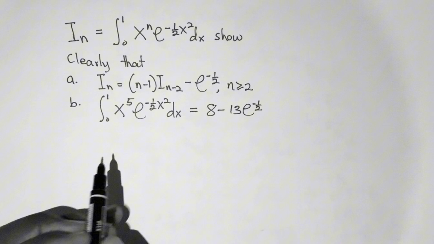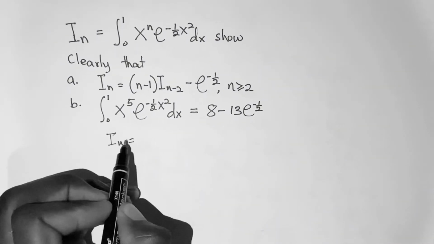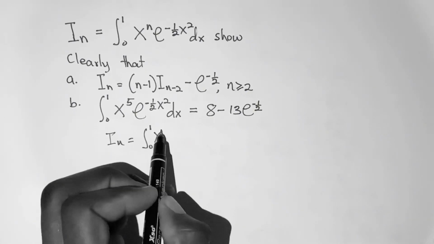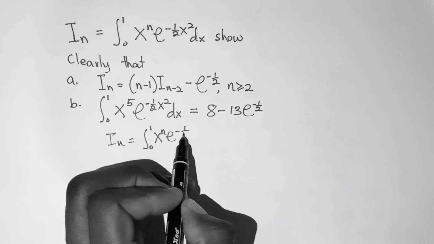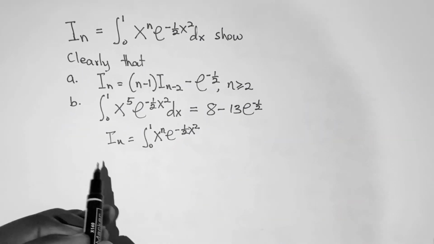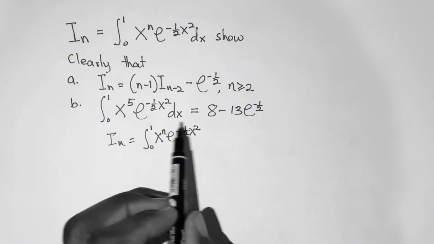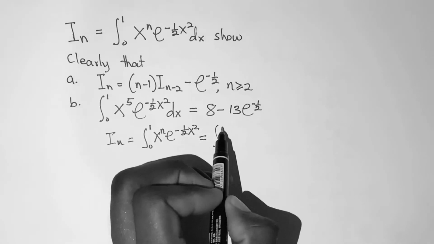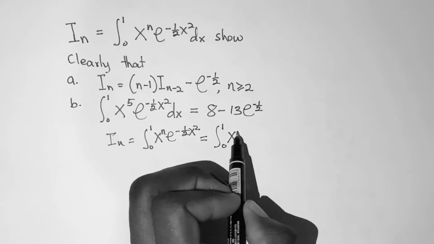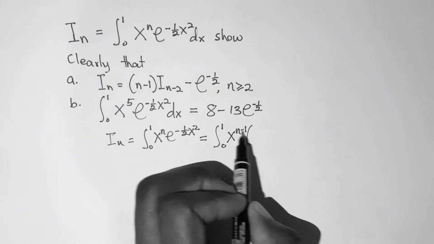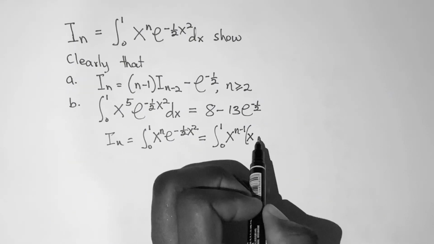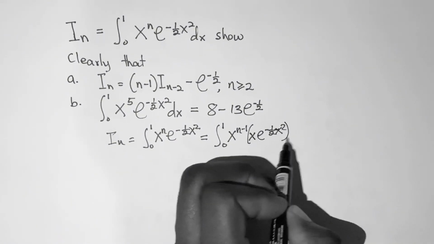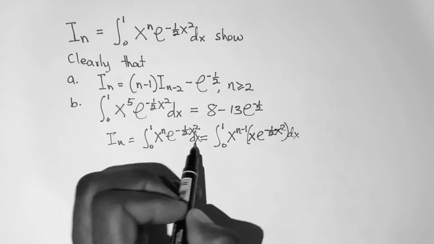So what we need to do is I of n is equal to the integral from 0 to 1 of x^n e^(-1/2 x^2). But you see, we cannot easily integrate this. What we can do is rewrite it as the integral from 0 to 1 of x^(n-1). Because I put n minus 1 here, I have to multiply here by x e^(-1/2 x^2) dx. So there's dx here.